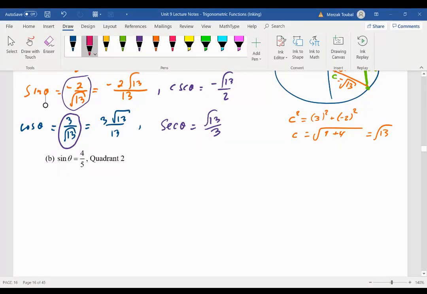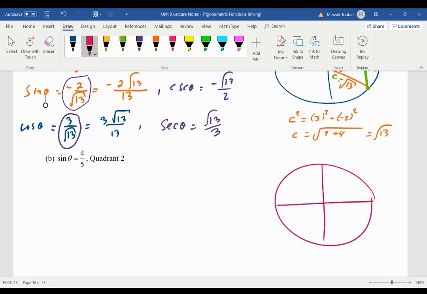Last example: the sine of the angle theta is 4 over 5, in quadrant 2. Draw a triangle, angle theta. Sine is opposite over hypotenuse, so the opposite is 4 and the hypotenuse is 5. Okay, good. Now we're missing a side, let's call it B. We need to find B.